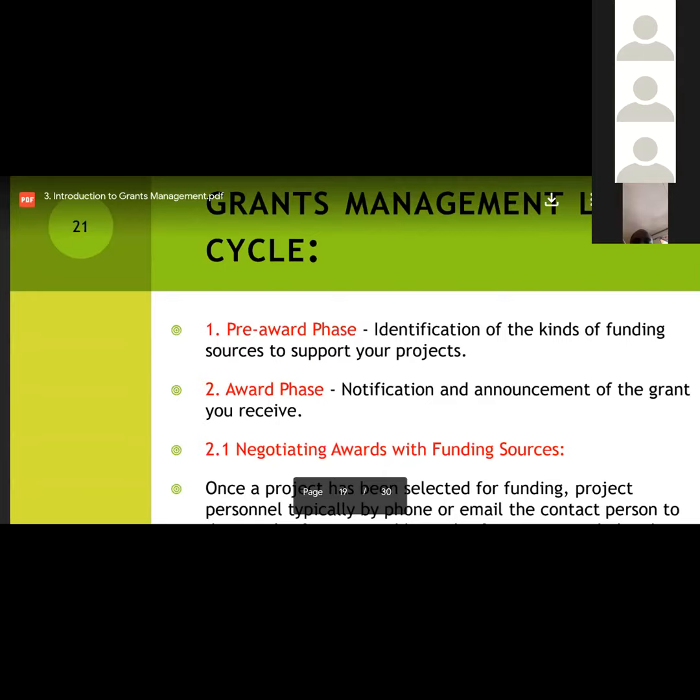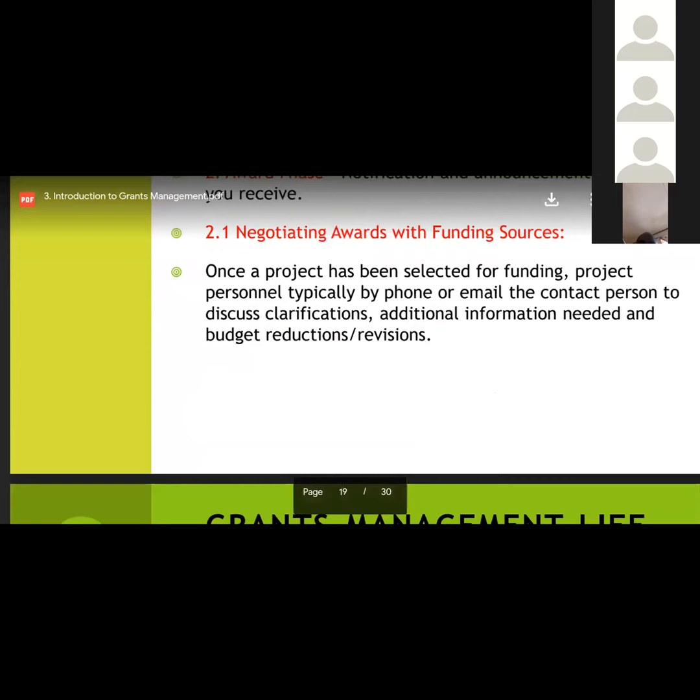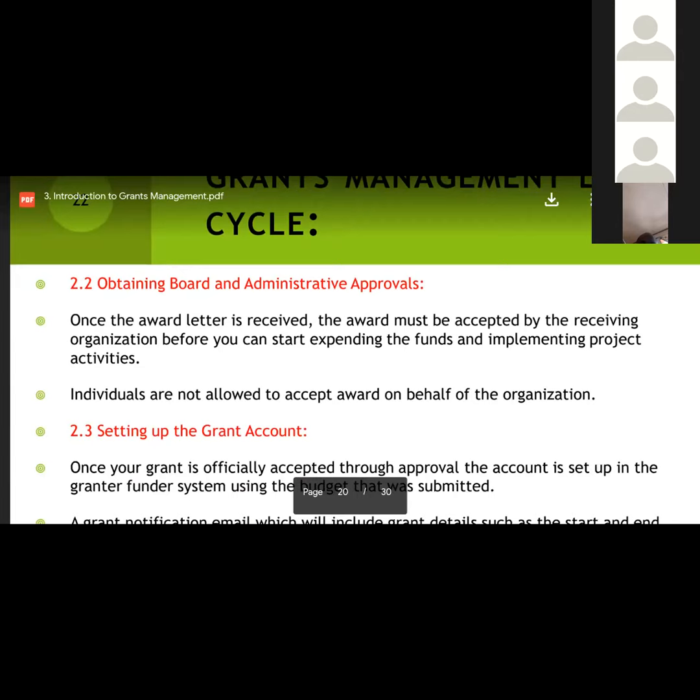And then secondly, we go into the award phase, which basically gives you the notification and announcement of the grant that you are to receive. And then also ensuring that you can negotiate your awards with the funding sources. This normally happens in the award phase. Also in the award phase, it is important to make sure that you obtain your organization's vote and administrative approvals. Once the award letter is received, the award must be accepted by the receiving organization before you start expending the funds and implementing the project activities. And individuals are not normally allowed to accept an award on behalf of the organization.